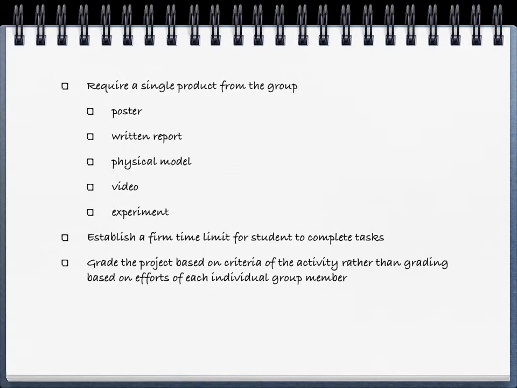Then grade the project based on criteria of the activity rather than grading based on the efforts of each individual group member. We want our students to be accountable. How can they work together? What problem solving skills are they using, and what social skills, so that they can work together successfully? There needs to be leadership in the group.